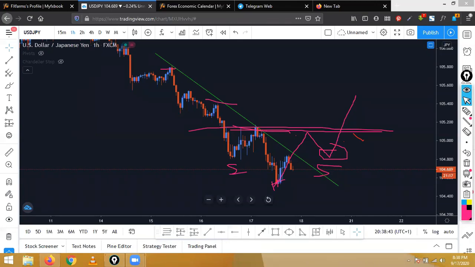What kind of indicator is that? The one you just deleted. The one that looks like a zigzag. I don't understand that.